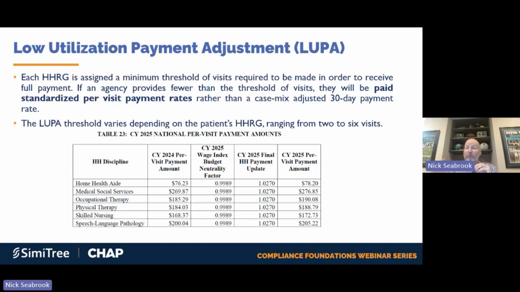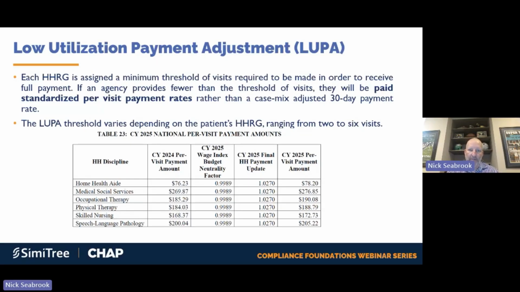So each of those 432 HERGs or HIPS codes that we talked about is going to be assigned a specific value, a specific threshold of visits that are required to be made in order to receive that full payment. If it's less than that, let's use that example before we saw, the 1AA11. Let's say that's going to have its own unique LUPA threshold. Let's say the LUPA threshold for that is 2. If that agency performed only one visit over that 30-day period, they're going to get paid on a per visit rate rather than that case mix adjusted 30-day payment rate. So in that example, you would only be getting paid for that one service. Let's say it was a skilled nursing service.